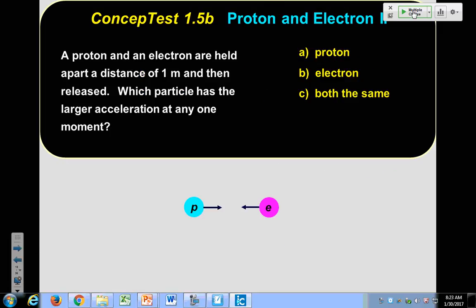What particle has the larger acceleration? The proton, the electron, or do they have the same acceleration? They have the same force. We know that to be the case because of Newton's third law and all that. But which one has the bigger acceleration at any moment?